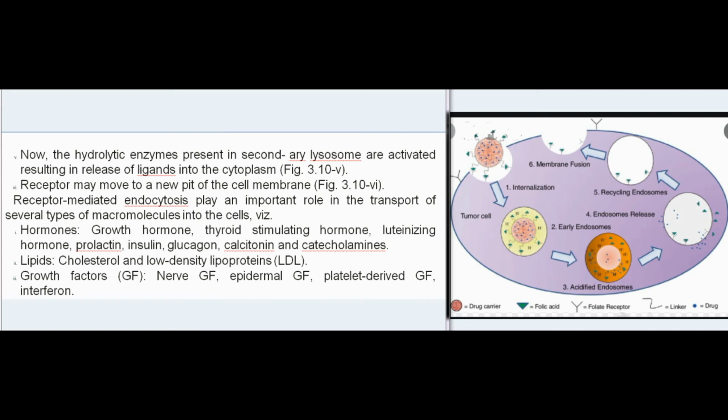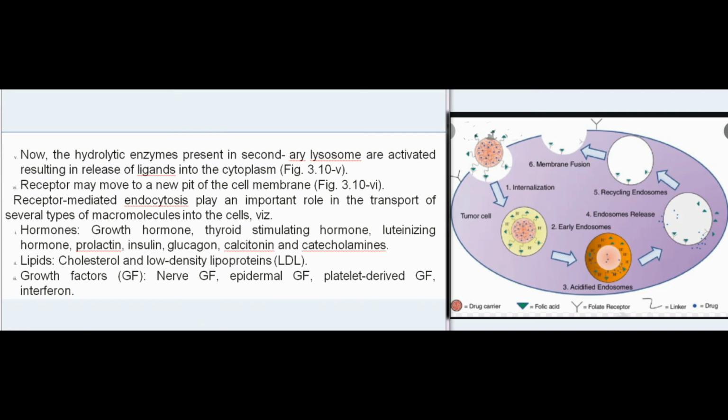hormones, growth hormone, thyroid-stimulating hormone, luteinizing hormone, prolactin, insulin, glucagon, calcitonin, and catecholamines. Lipids, cholesterol and low-density lipoproteins, LDL.